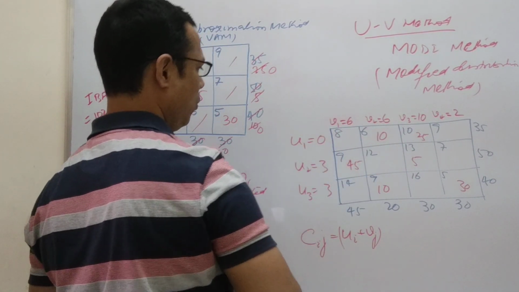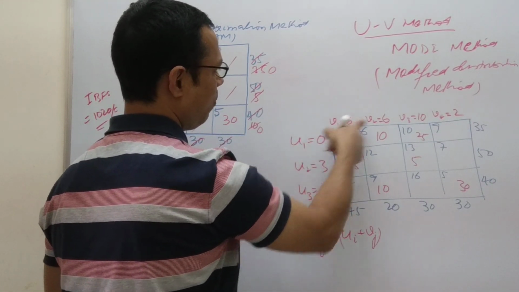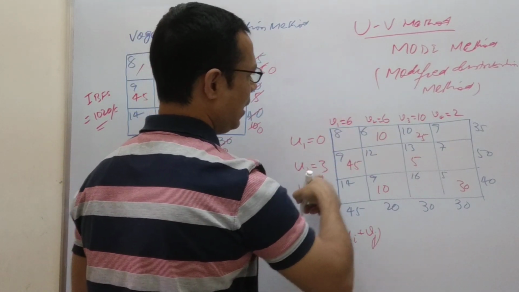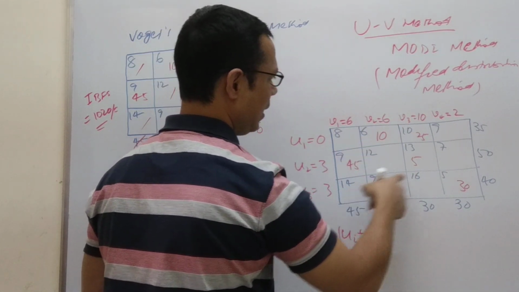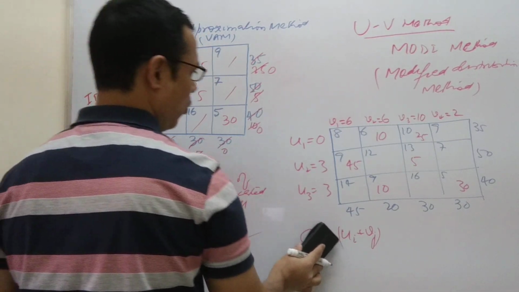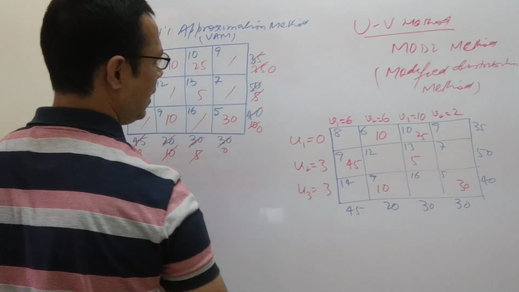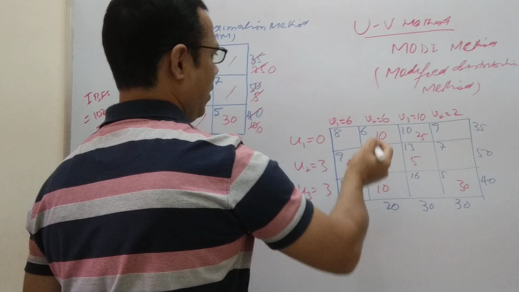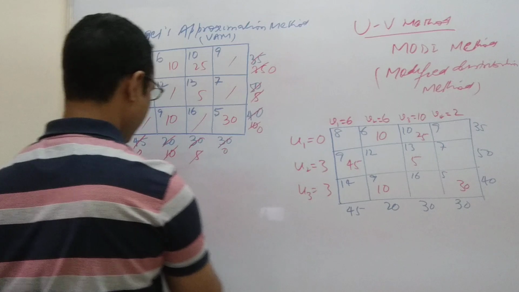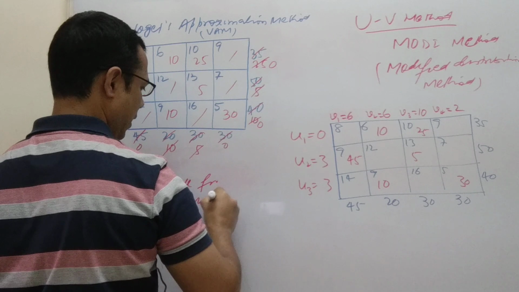Now we already have u1, u2, u3, v1, v2, v3. Just go for the checking. What is the result? 0 plus 6, 6. 0 plus 10, 10. 3 plus 6, 9. 3 plus 10, 13. 3 plus 6, 9. 2 plus 3, 5. So for all allocated cells, all the calculations are perfect. Now we already have u and v, so we need to move to the next step. What is the next step? We need to check the conditions for the unallocated cells.